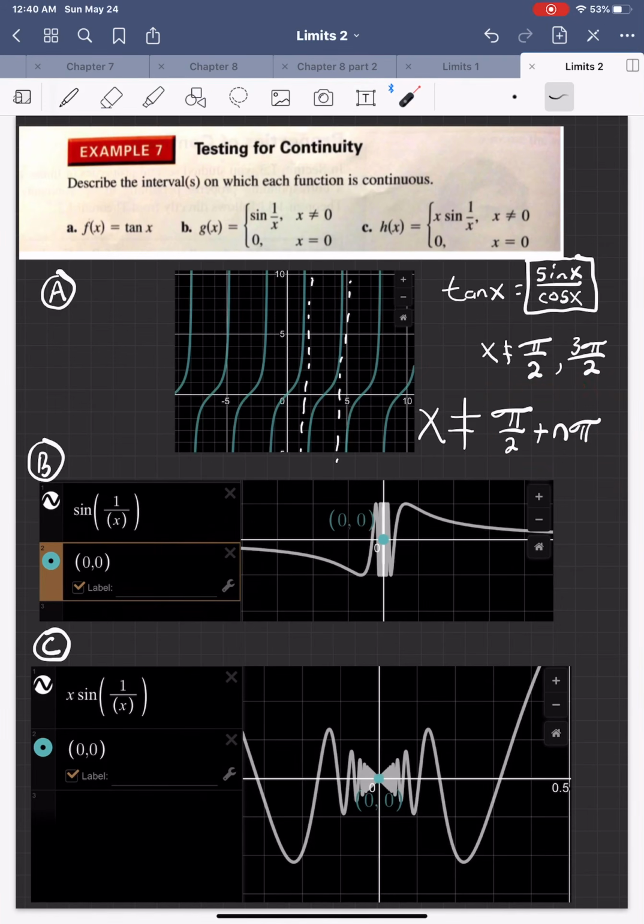So I know we were asked about the continuity. We listed the points where x cannot be. If you wanted to list the continuity of this function, you would have a whole lot of intervals that you would have to list.